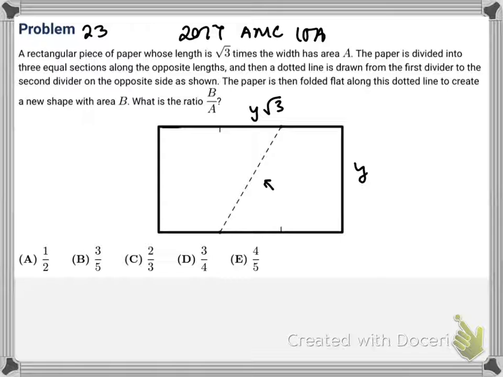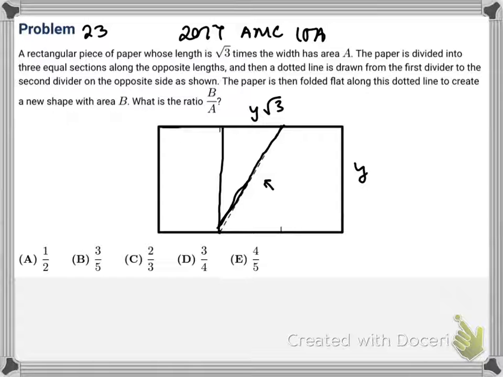Because it seems straightforward enough to find the area of a rectangle, I want to take a look at the area B, which is the area that is formed when this trapezoidal shape over here is folded over. So it seems easier actually to take a look at this as a triangle and a rectangle, so that's how I'm going to start off.